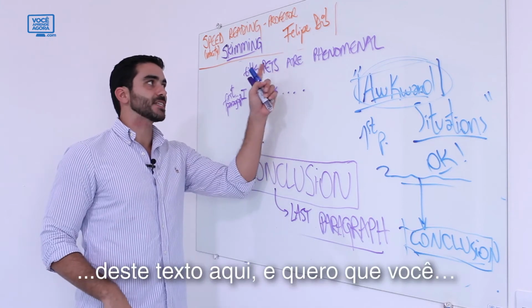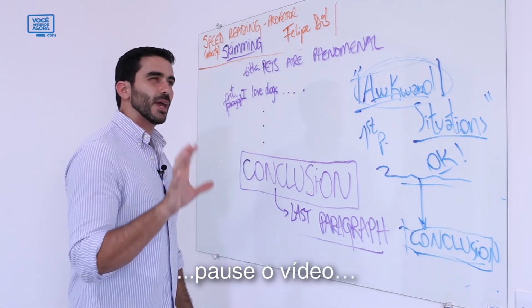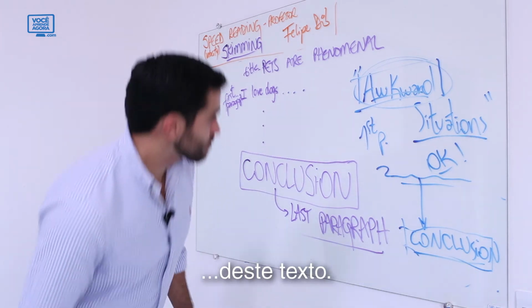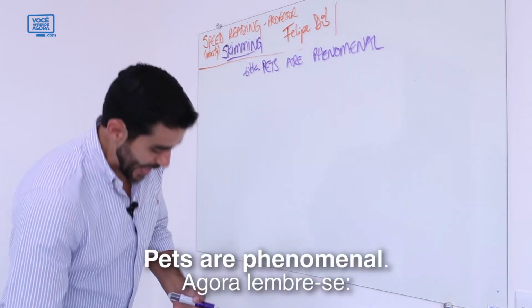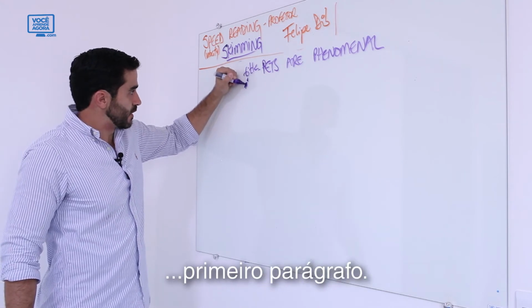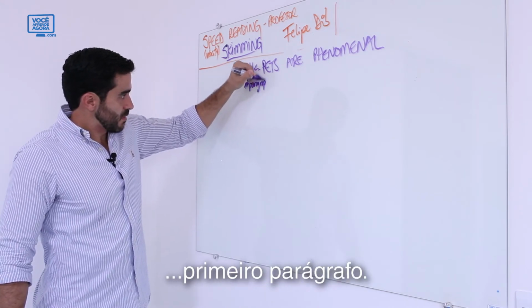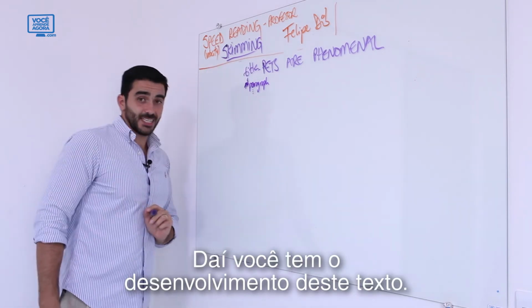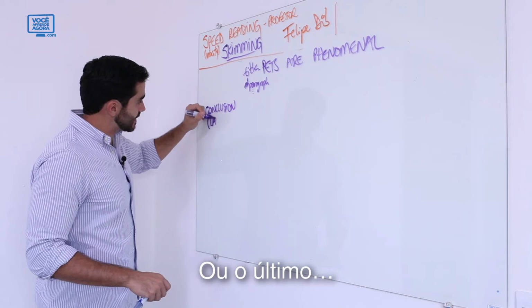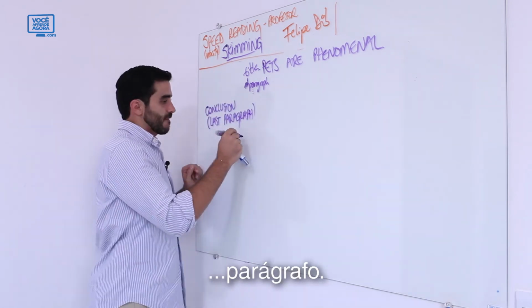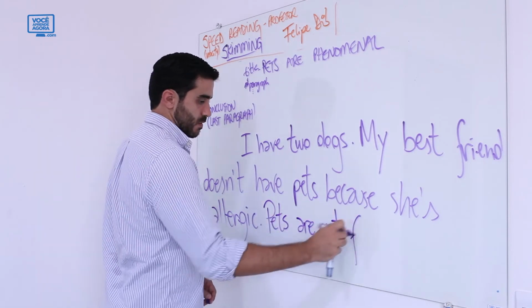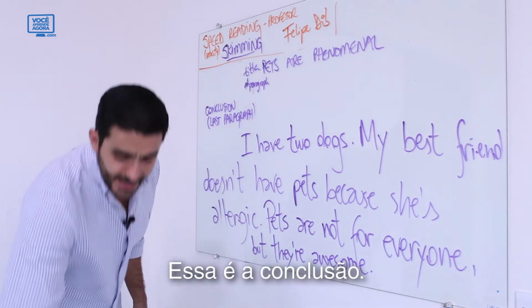I'm going to write the conclusion of this text here, and I'd like you to pause the video and see the main idea of this text. Here we go. The title is Pets Are Phenomenal. Now remember, here you have the first paragraph, and then you have the development of this text, and here we have the conclusion or the last paragraph.